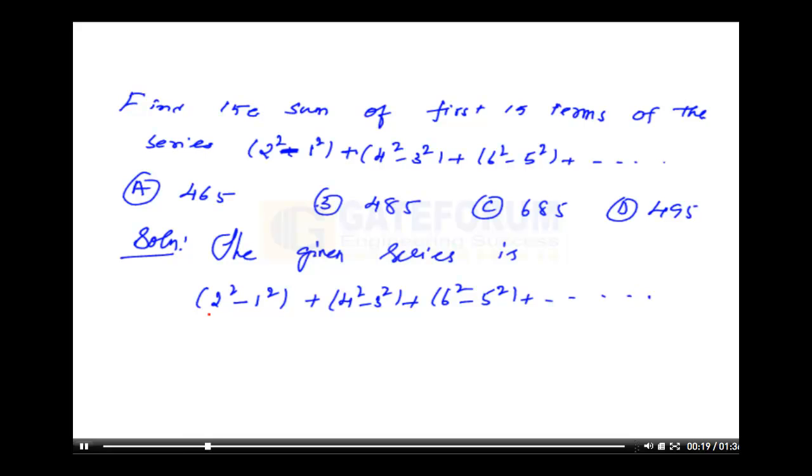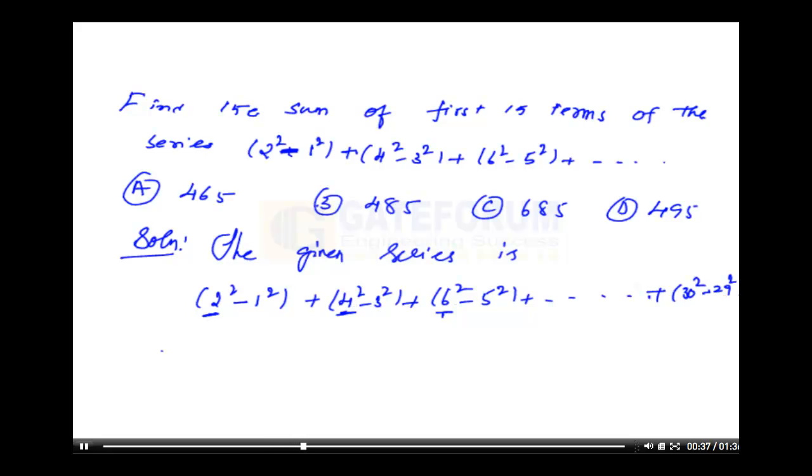Now, in these terms, look at the first parts: 2², 4², 6². The first is 2 into 1², the second is 2 into 2², the third is 2 into 3². So, obviously, the 15th term will be 2 into 15², that is 30² − 29².